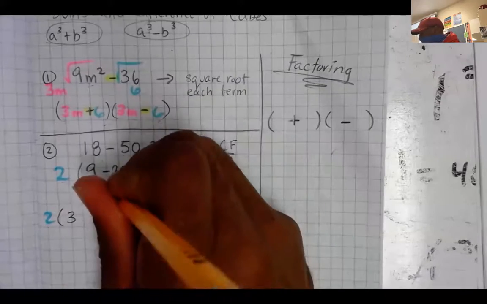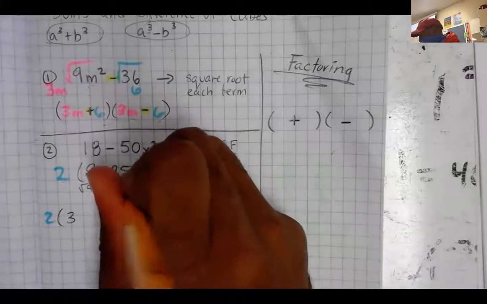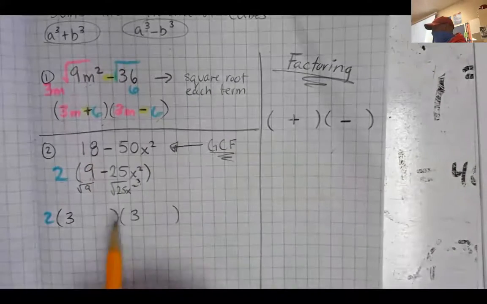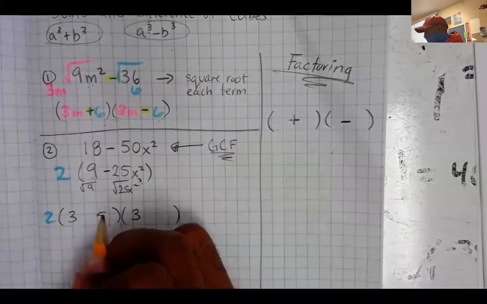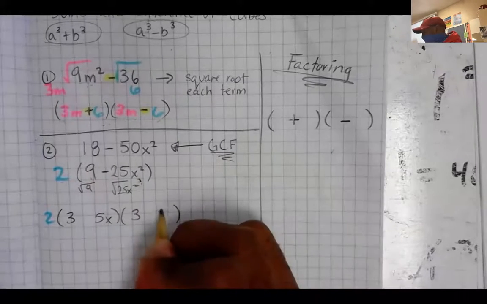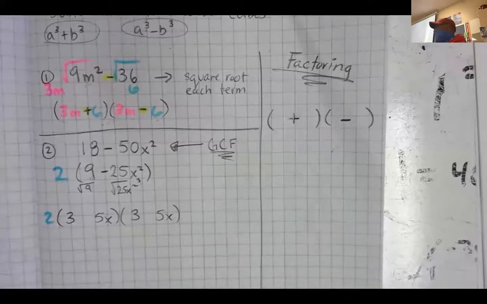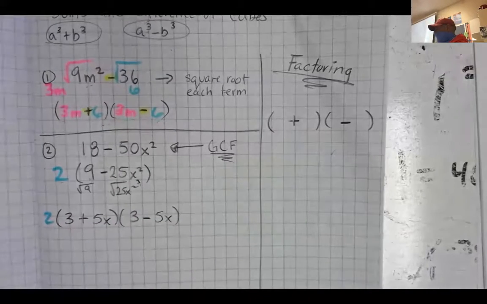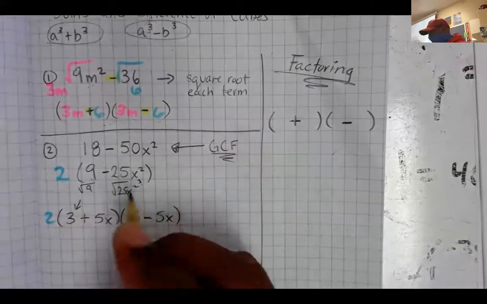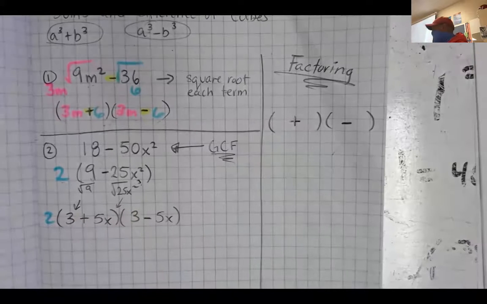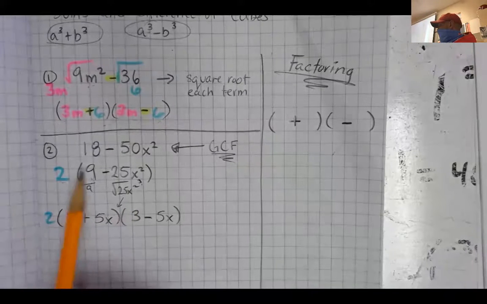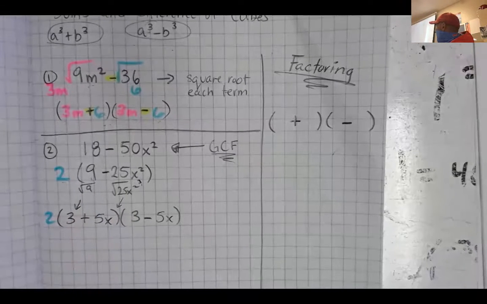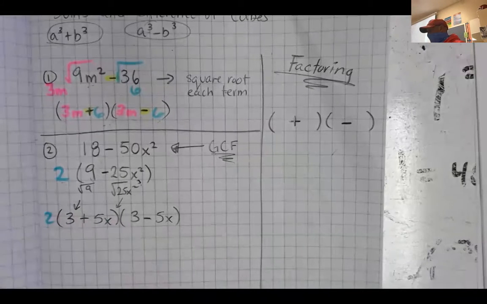And then I do the same thing to the second term. Square root of 25x squared is going to be 5x. And then I do the same thing, plus minus. So again, that ends up being your first and last term. You just take the square root of those two numbers and plug them in, first and last, and then you're always going to have plus minus, or you could do minus plus the other way around if you want to.